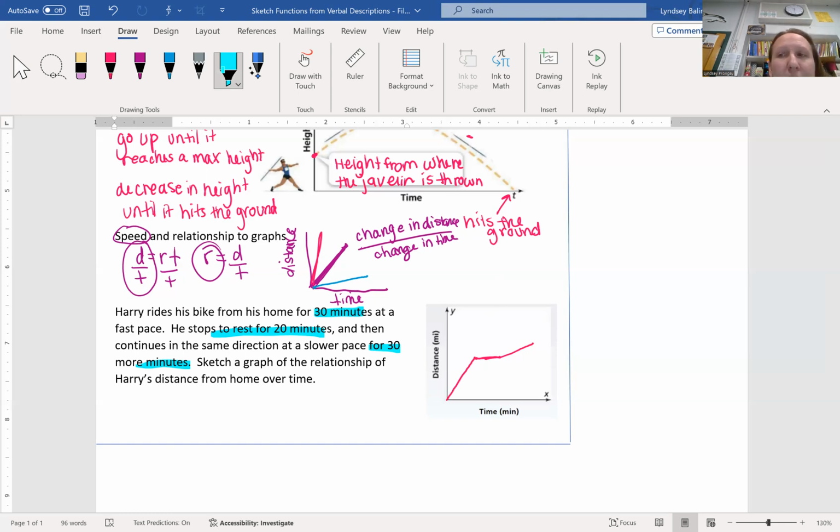These will take a little bit of practice. So just do your best. Look at the axes, see what they represent, and then go from there.